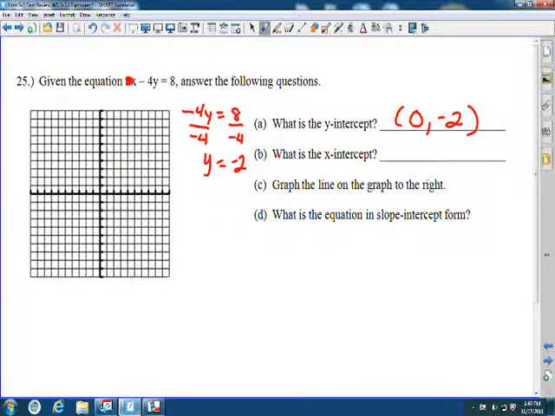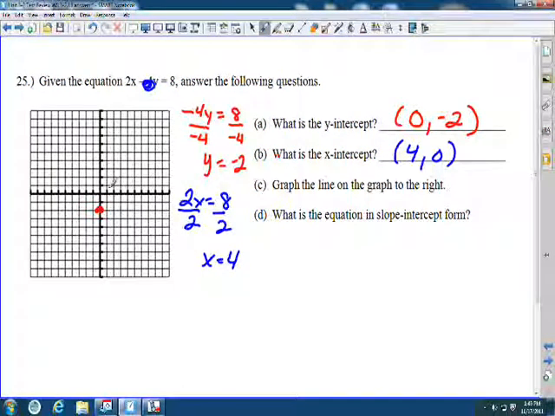Here's my y-intercept. Now my x-intercept, I'm going to go and cover up the y. I get 2x equals 8. I'm going to divide by 2. X equals 4. 4, 0. So I'll go over here, 1, 2, 3, 4. And I can draw my line.